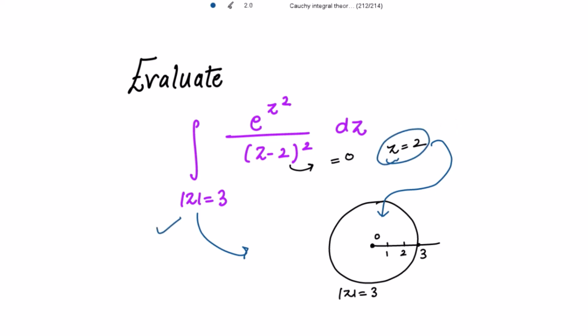If this point lies inside the given circle, then we need to use the Cauchy's integral formula for this. I'm taking this function to be f of z, right? So let's start with the solution.